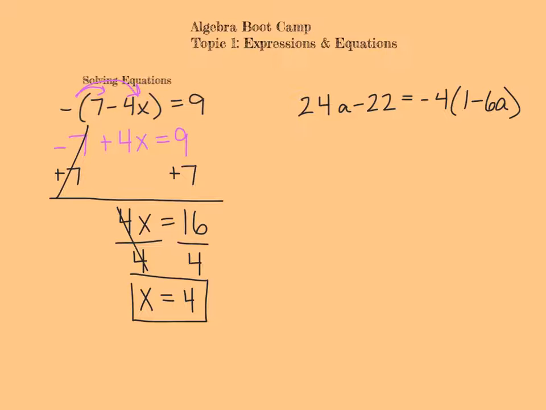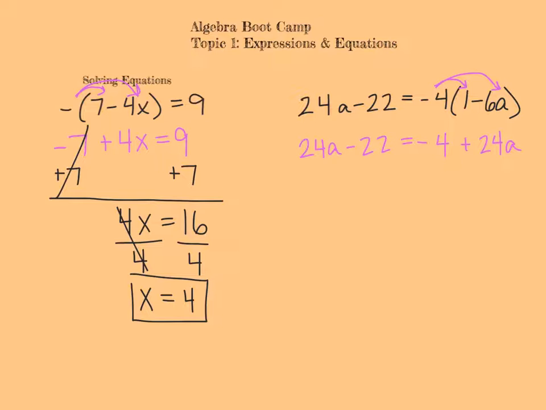Okay, let's take a look at the next example. There is nothing that we can do to clean up on the left-hand side of the equal sign. There are no like terms. On the right side, we can distribute. So we'll distribute that negative 4 through and get negative 4 plus 24a. We can't do any more cleanup before we just start to solve.